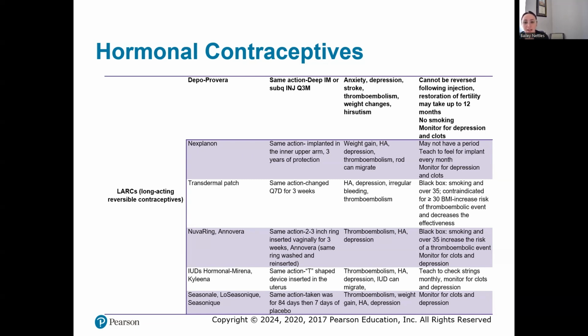So then we get into IUDs. Okay. So these are hormonal IUDs. They do have a non-hormonal IUD as well. It's called a copper IUD. We'll get into that. So IUDs, same action. It's got estrogen in it as well. It's a T-shaped device. It's inserted into the uterus.